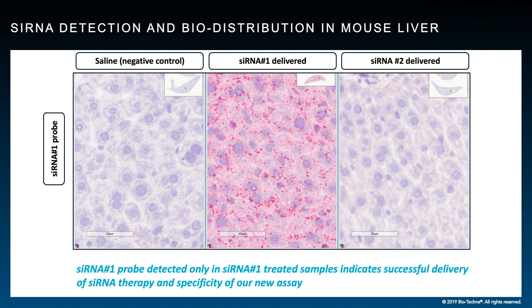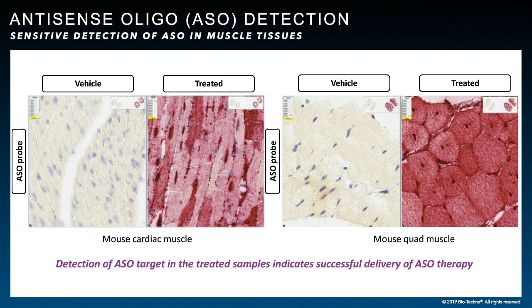Another example was where this particular customer was developing an antisense oligo-based therapy for muscles, and they injected this ASO therapy in different muscle tissues of the mouse. And here we are visualizing the cardiac muscle and mouse quad muscle. We have their vehicle-treated and ASO-treated tissues. As you can see, using the specific ASO microRNAscope probe, we were able to see signal only in the treated sample and not in the vehicle sample. Again, indicating that this ASO delivery was successful in the targeted tissue, and the assay was able to successfully visualize these targets in the tissue.